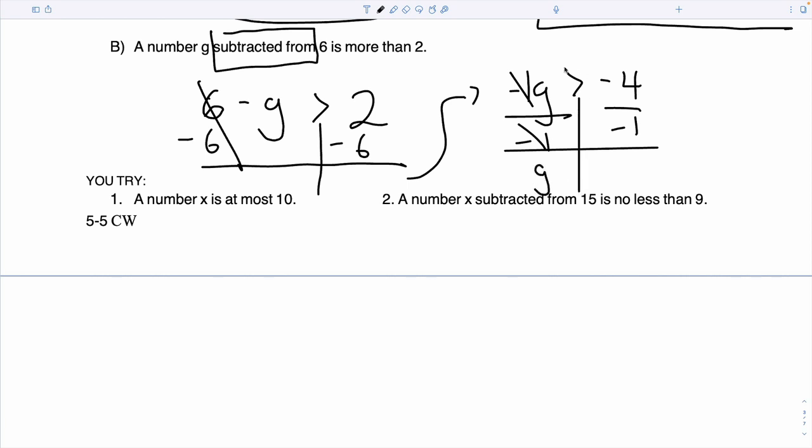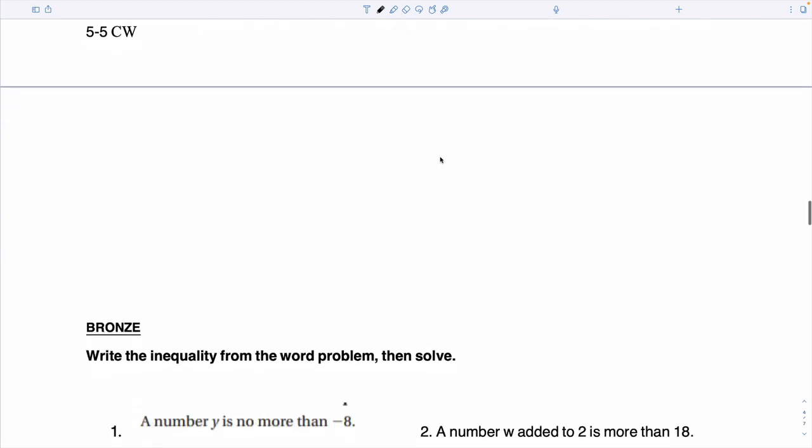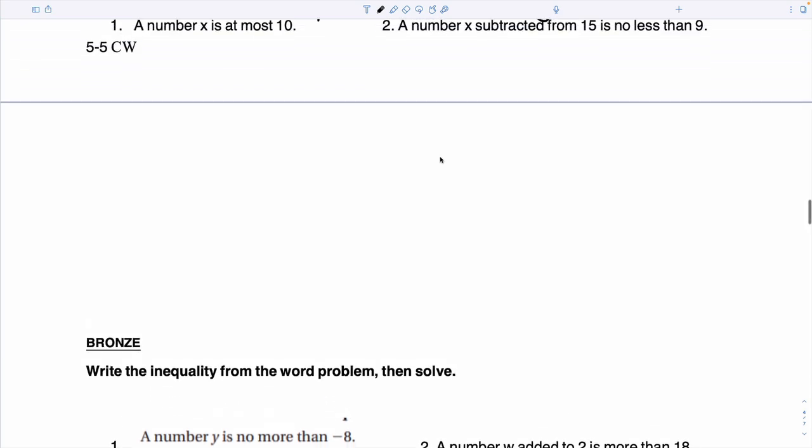What about the inequality sign? It has to flip as well. So this is a positive g, and it flips to be less than. Cool. G is less than 4 is your answer. Try 1 and 2, and then head to bronze. That's just solving it. No graphing for these.